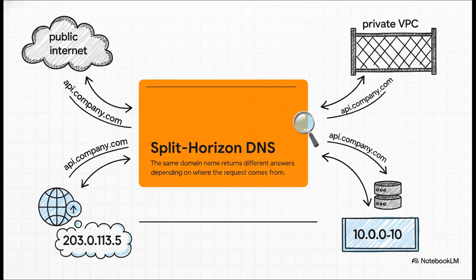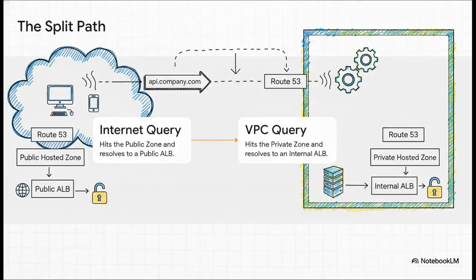You use the exact same domain name, let's say api.company.com, but it gives you a different IP address depending on where the request is coming from. Is it from the public internet or from inside your own VPC? So let's follow the journey of a single request, okay?